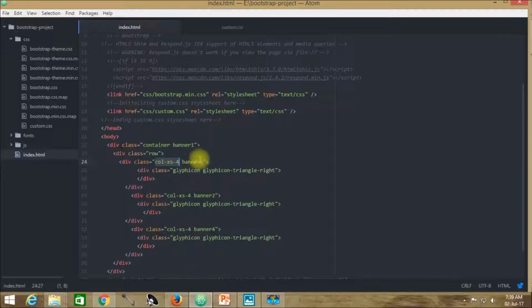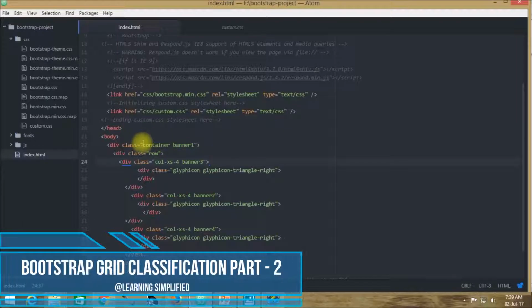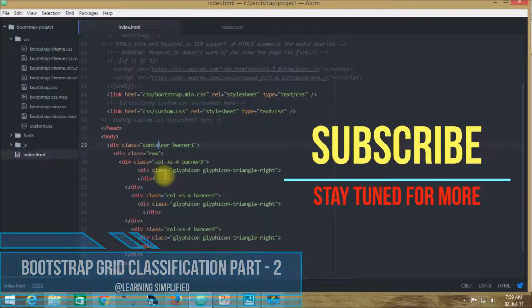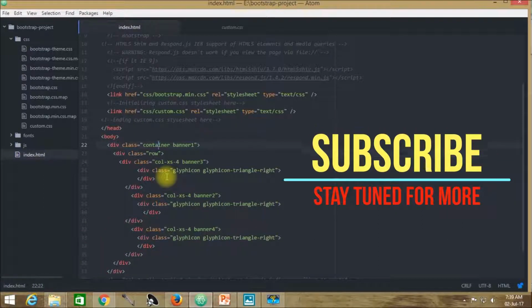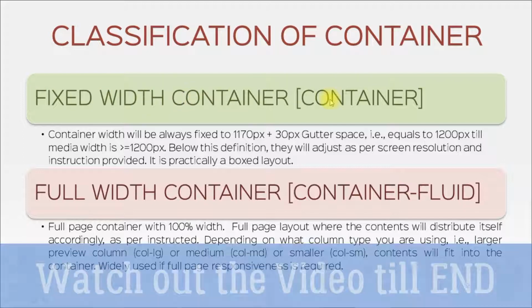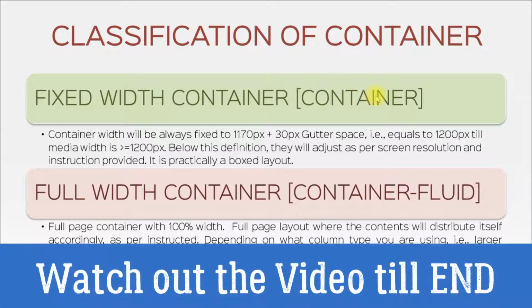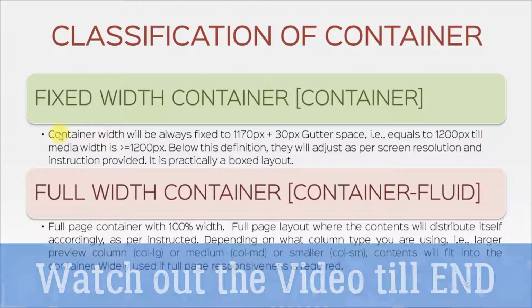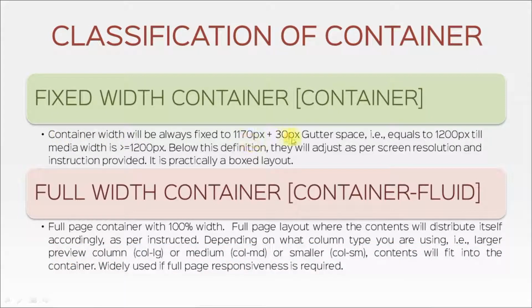Now talking about the containers over here. These containers can be of varied size, such as the boxed layout and the full page layout. We may see that this is the fixed width container, where container is the class name that we are calling in. Container width will always be fixed to 1170 px plus 30 px gutter space, that is equal to 1200 px total, till the media width is greater than or equal to 1200 px.